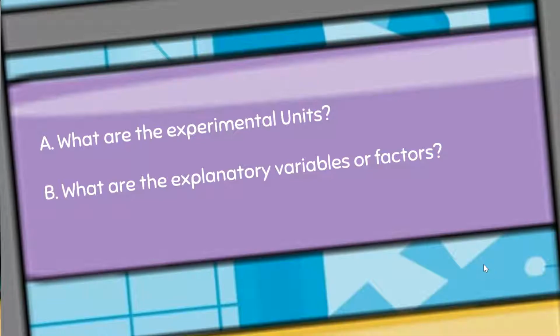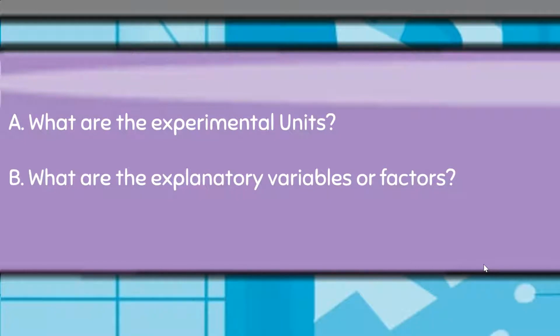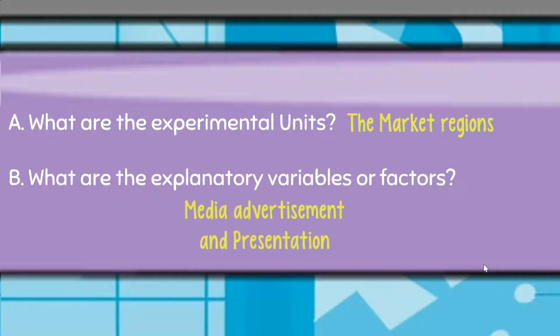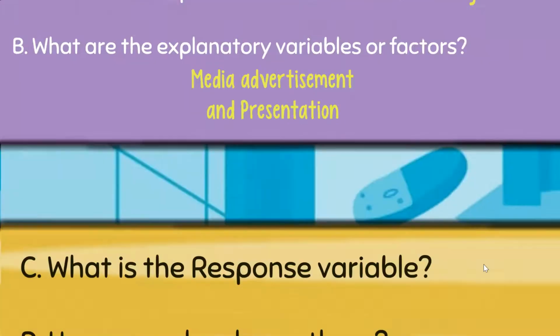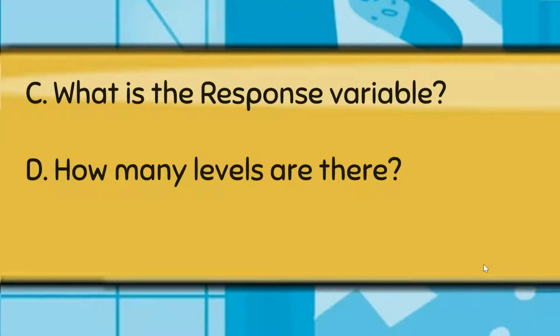So let's turn this on around and take a look at the first part. Again, experimental units, in this case, are the market regions. Notice it's not people. You have the market regions. Explanatory variables or factors: media, advertisement, and presentation. These are the ones that you're playing with. You're adjusting these. These are more like your variables. Response variable, what are you looking at in the very end? Hopefully you said sales.